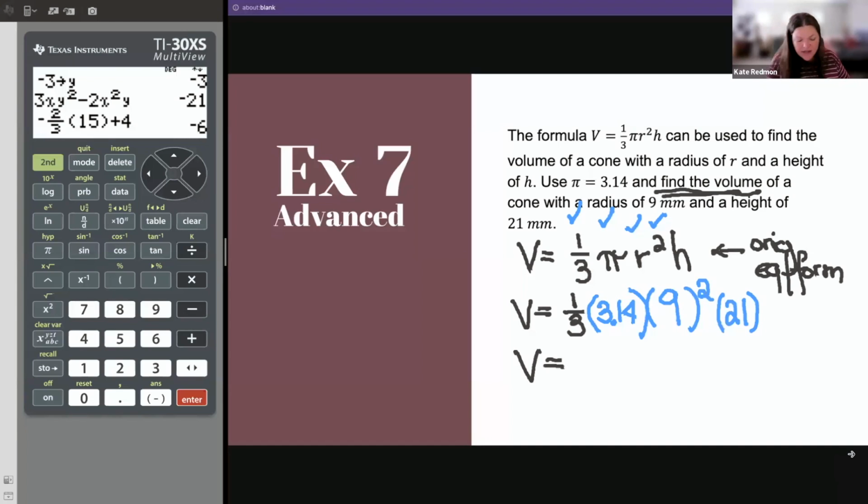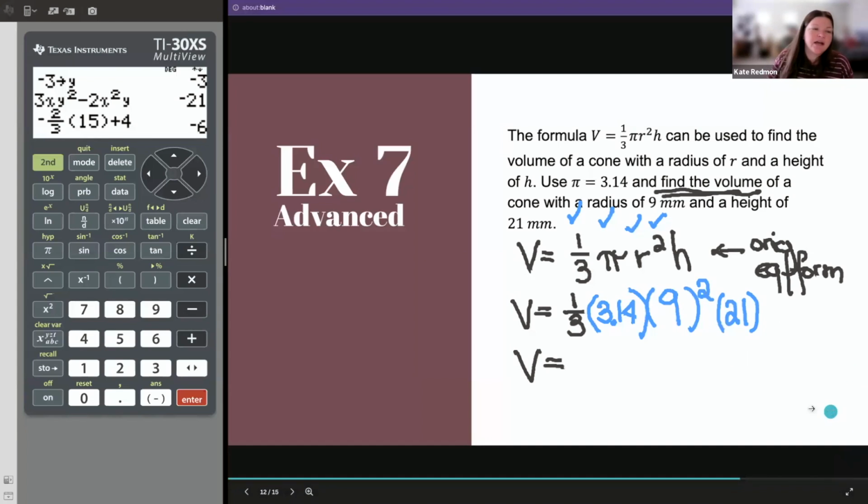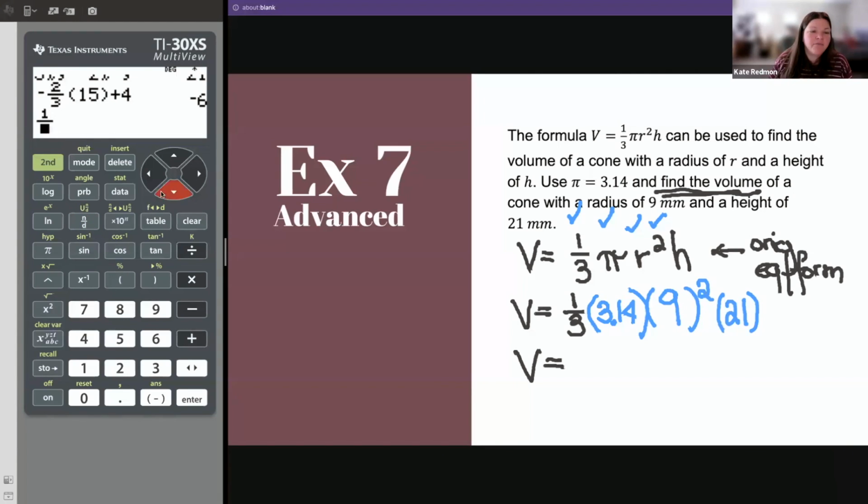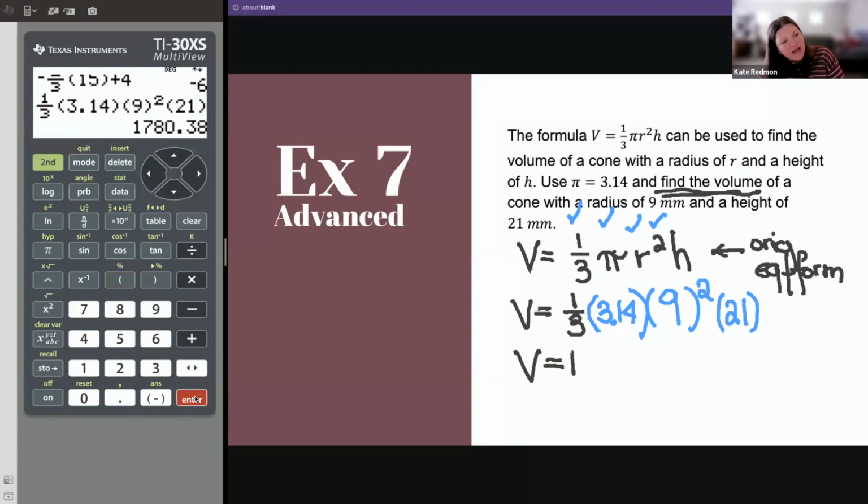And now, as ugly as that might appear, the right-hand side is all numbers, so I can type the entire expression into my calculator. So n over d for the fraction, I'll type 1 on the top, arrow down to type 3 on the bottom. Arrow out of the fraction before I type 3.14, close parentheses, open parentheses 9, close it to square, and then open parentheses 21. And I get 1,780.38.